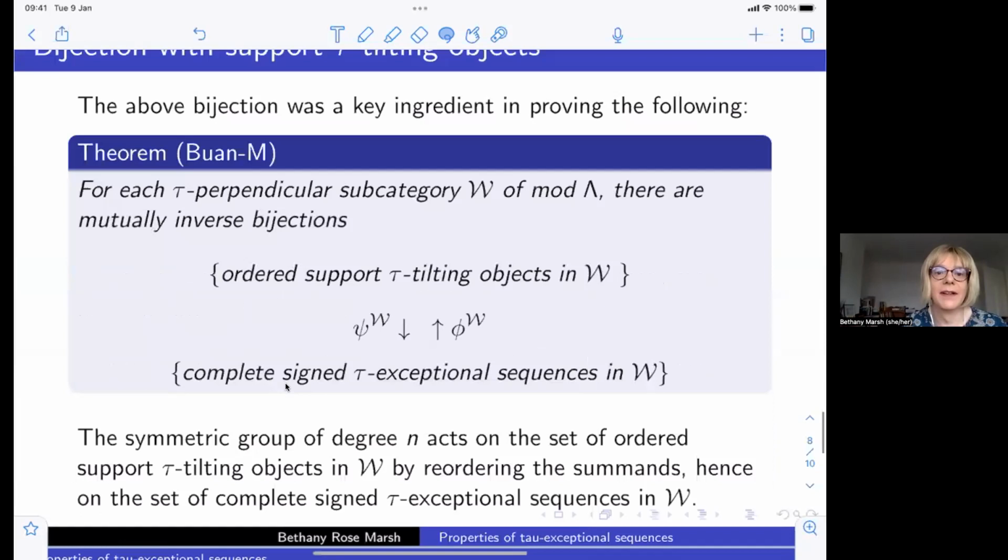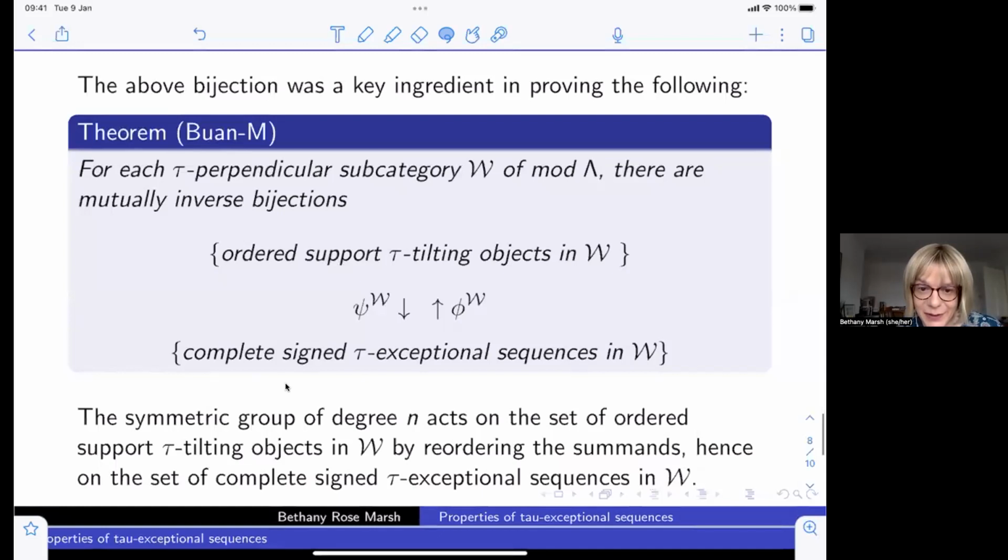So in previous work, we've written down these bijections. Here we've got a bijection between the complete signed tau exceptional sequences at the bottom there and ordered support tau tilting objects. Okay, so we're interested in the lower thing. So why is the bijection to the upper thing helpful? Well, the upper things are just ordered objects. So the symmetric group acts on them just by reordering them, just by commuting the summands.